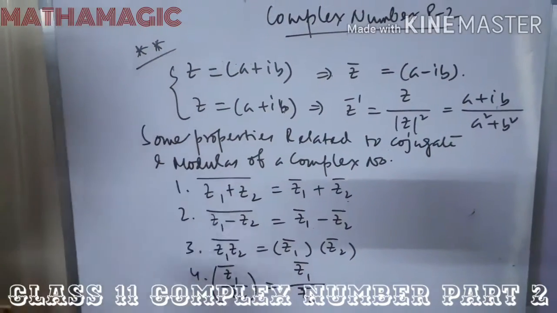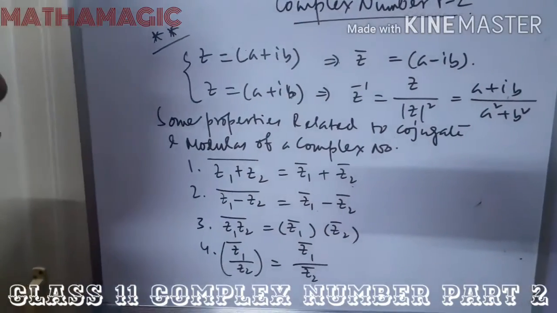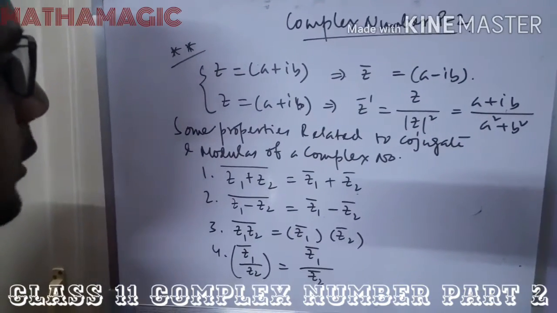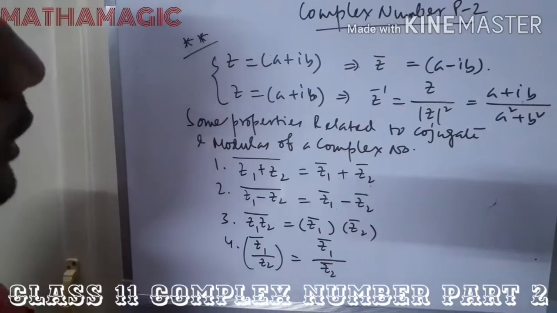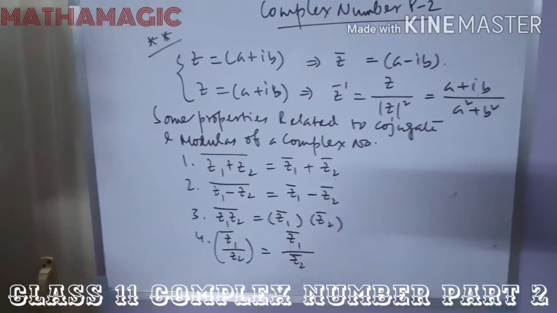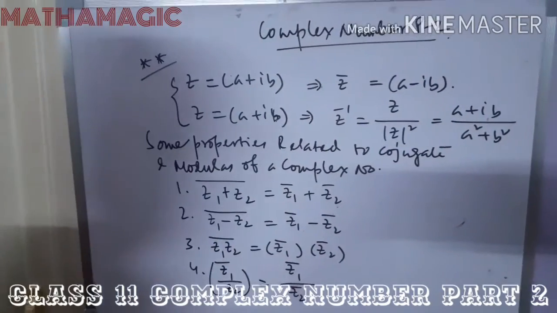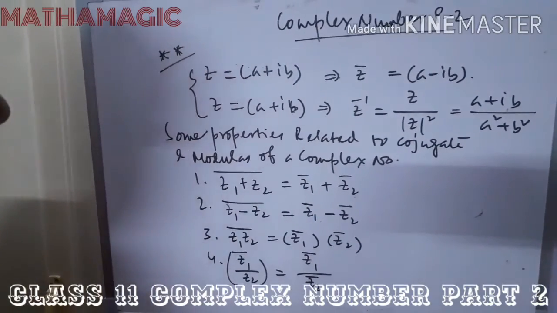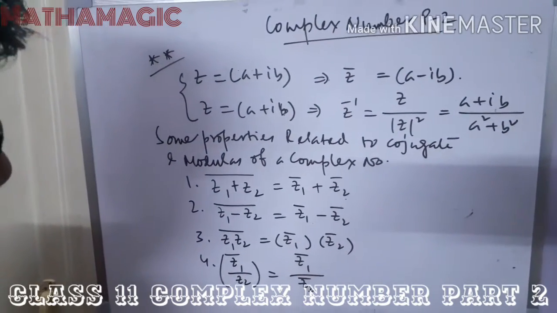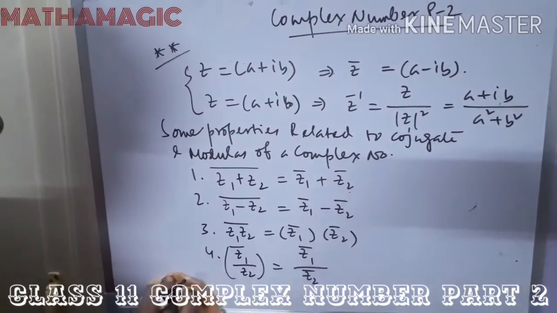This is the most important property related to the conjugate of a complex number. Please make a note of it, and please try to remember all these things, because these will be very helpful in problem solving. Otherwise you won't be able to solve the problems related to the conjugate of a complex number. Please make a note of it so that we can move to the next one, that is the modulus related properties.